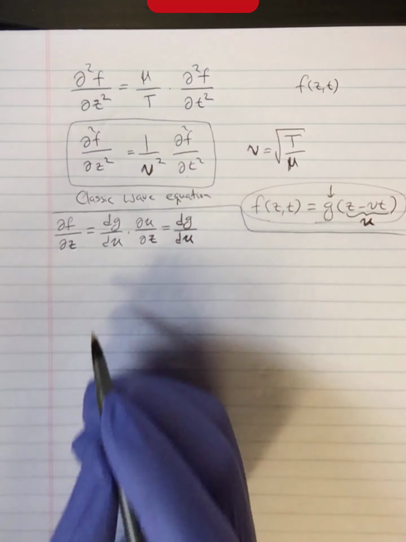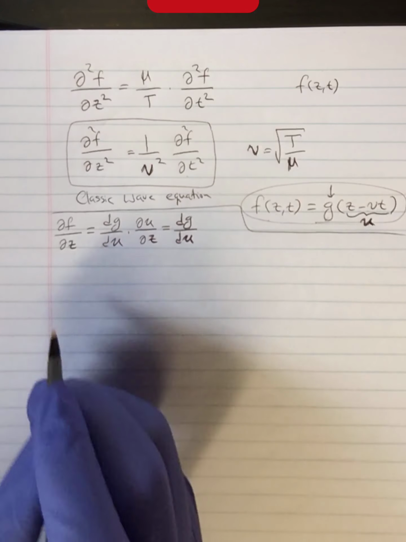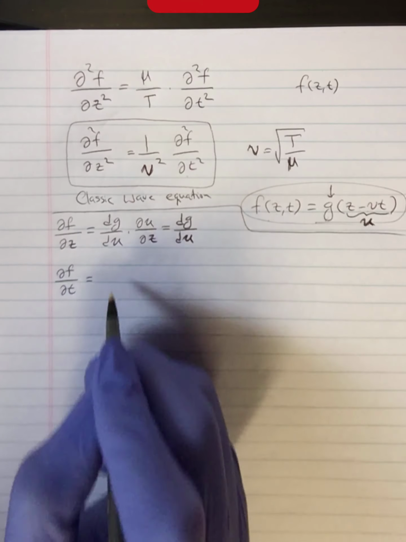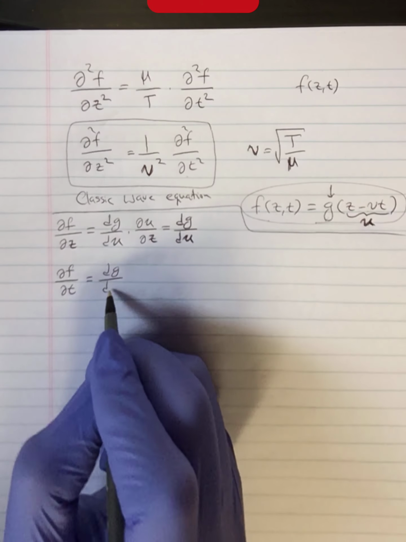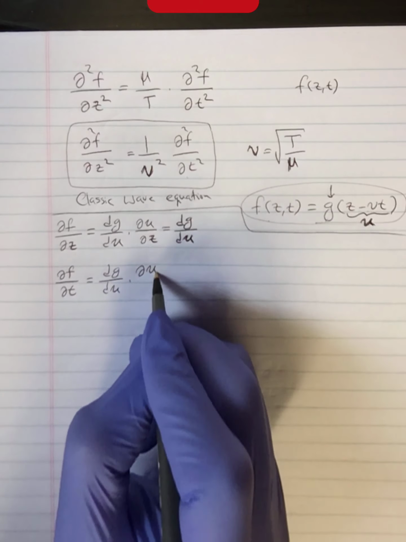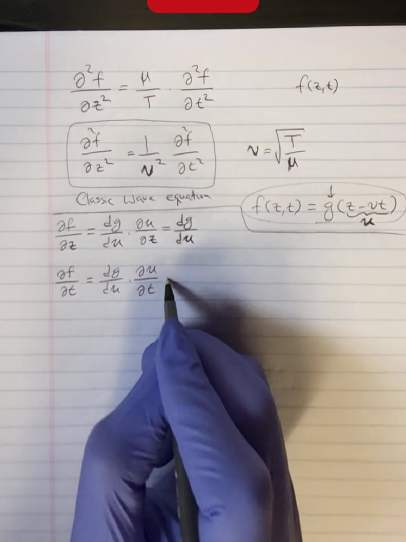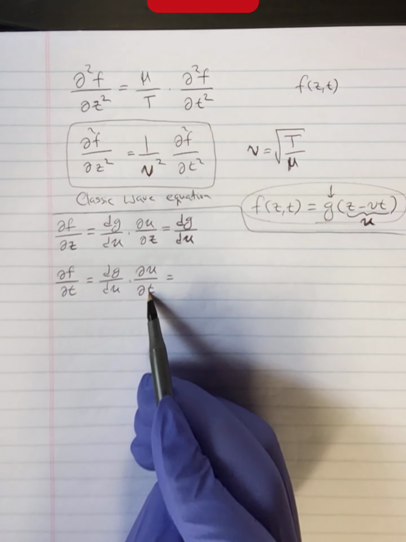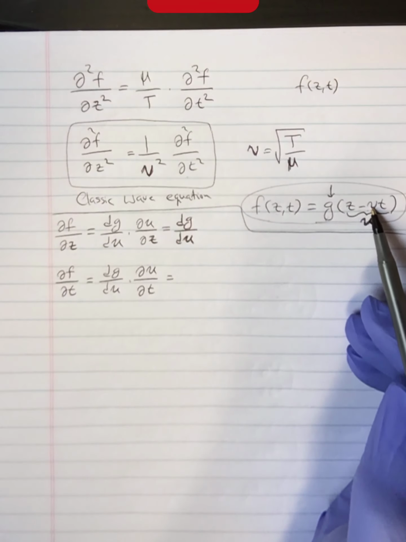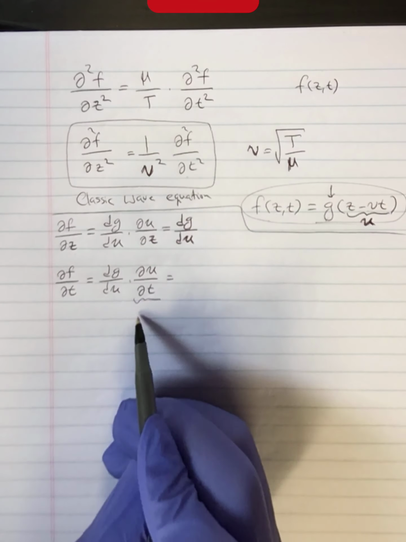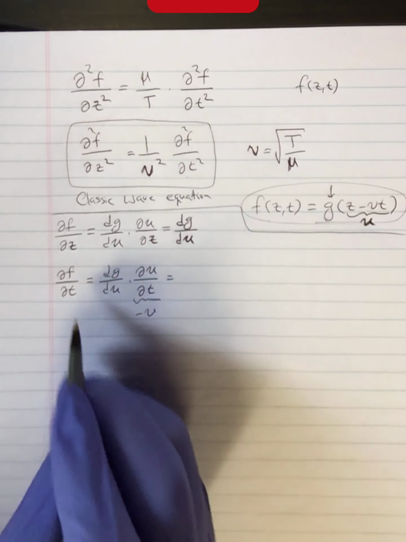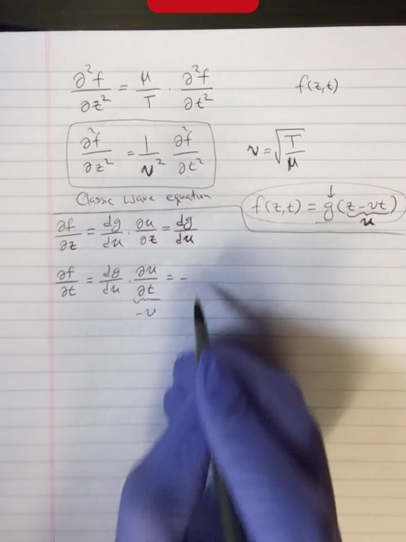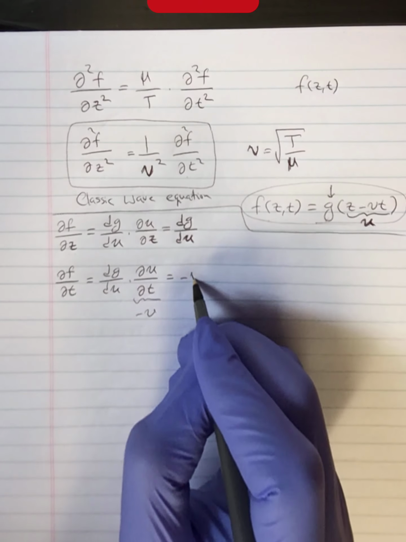Now the second one, let's look at the derivative of F with respect to t, and again we write it in terms of dg over du, this time times the partial derivative of u with respect to time. So now if you look at this, the partial derivative of u with respect to t is not 1 anymore. Here we have negative v times t, so this itself is negative v. Okay, so partial F over partial t is negative v times dg over du.